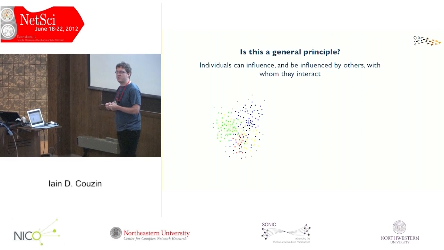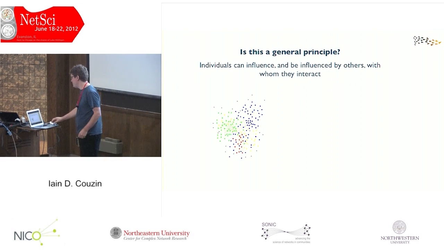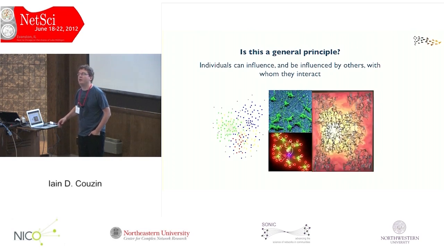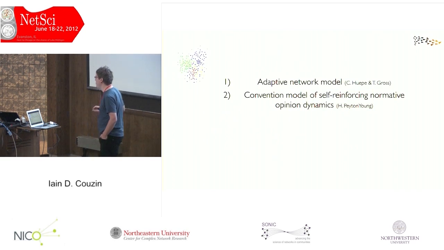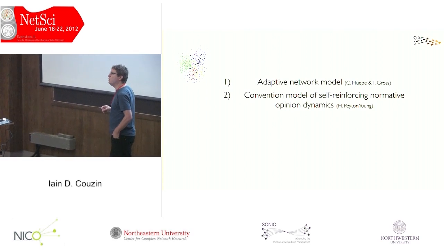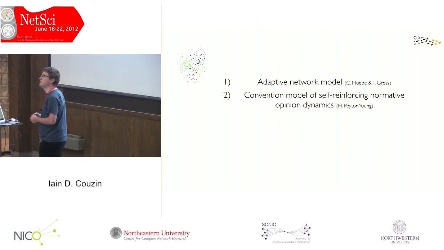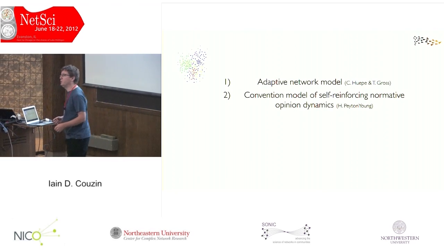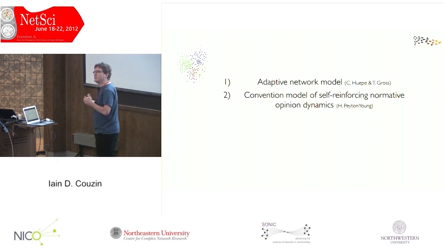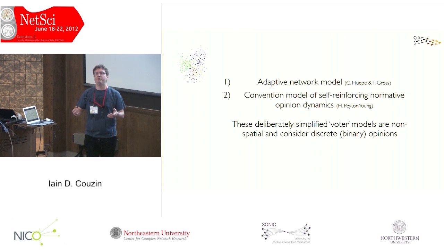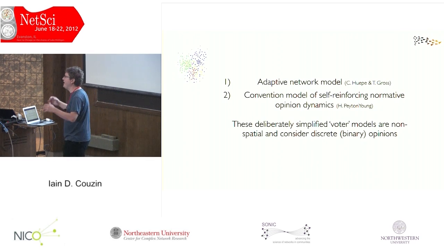So we also wanted to ask this because there are so many systems where individuals influence and are influenced by others. There are technological systems, there are neuronal systems, and of course there's our own human society. And so this is where the networks really became very explicit. We wanted to take two different types of models, one which is like the Voter model in statistical physics, and one which is a convention model which is used in the social sciences, and explore these properties with these modifications. And these are deliberately simplified models, but they do allow us to get access to these dynamics.